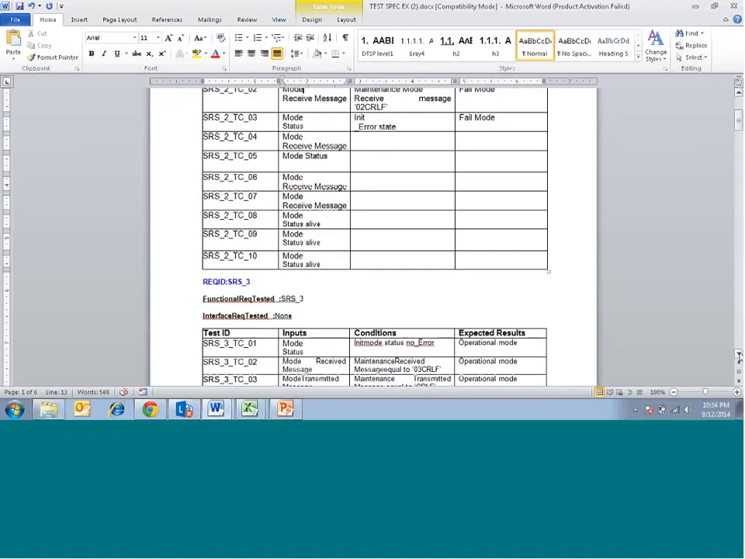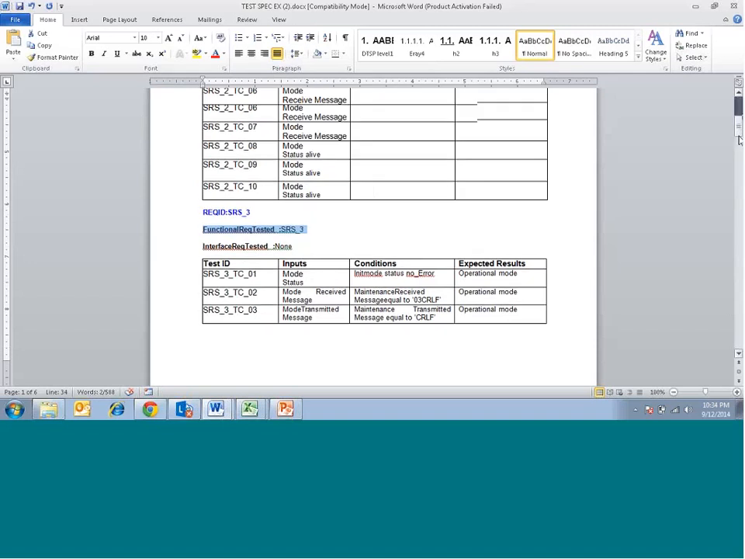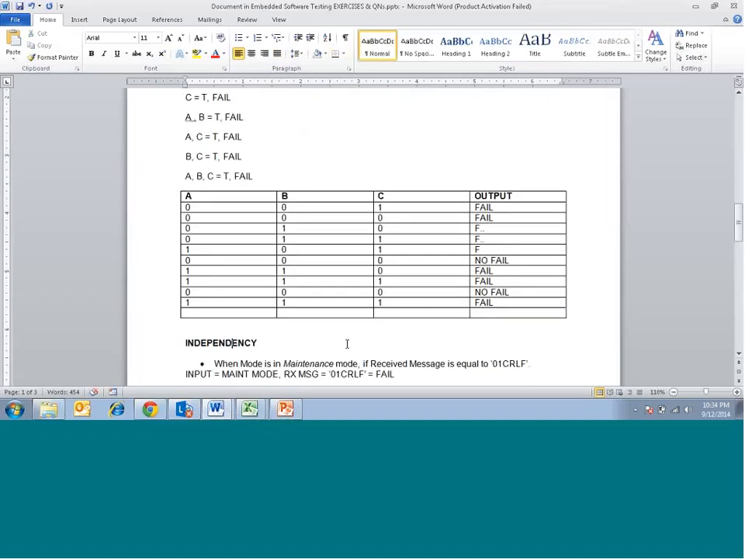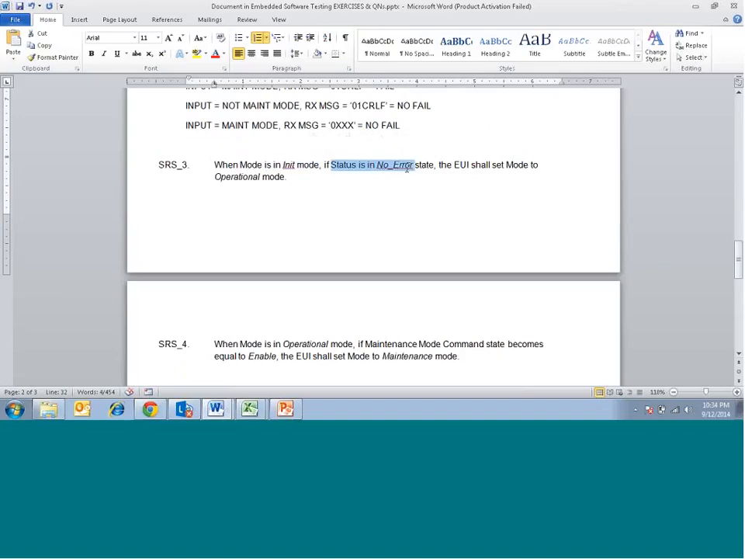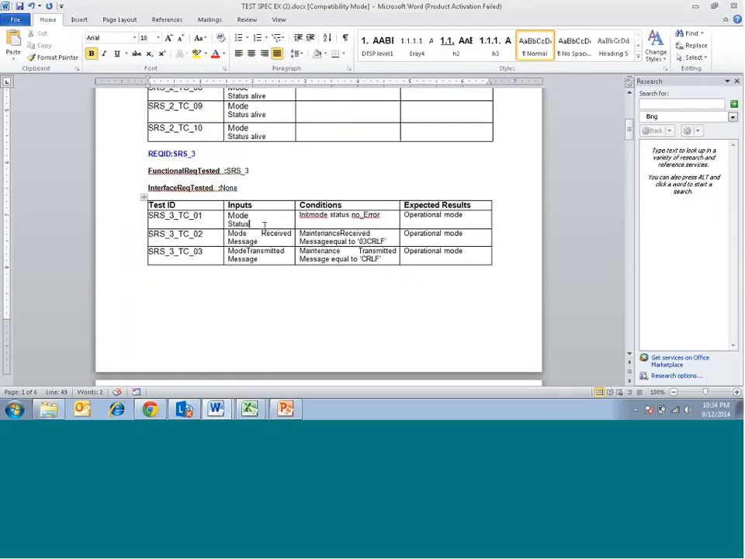Okay. Next one is SRS3. This talks about when the mode is init mode and the status is no error state. That means there is no error when the unit is in init mode. The instrument shall set it into operational mode. So two inputs, mode and status, init mode, no error, it will become operational mode.